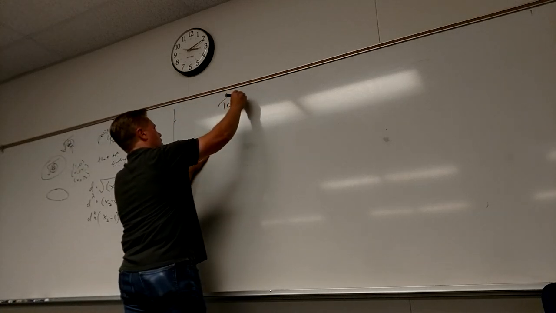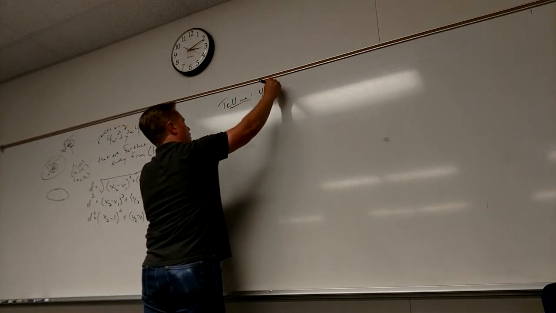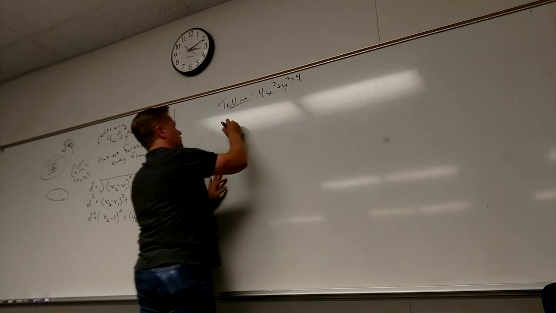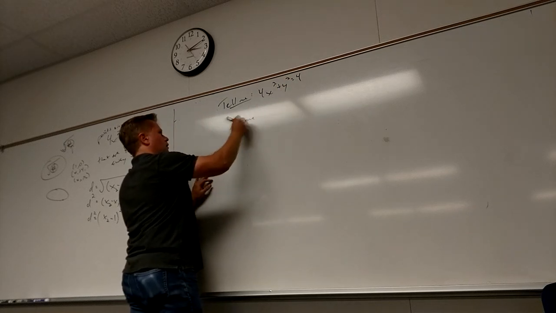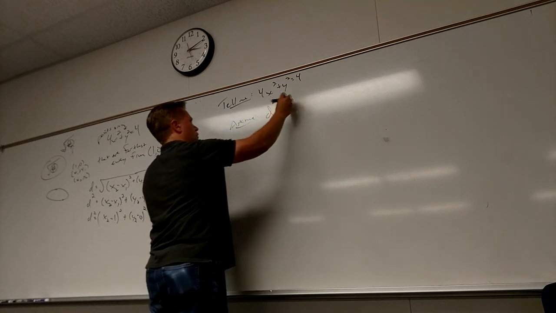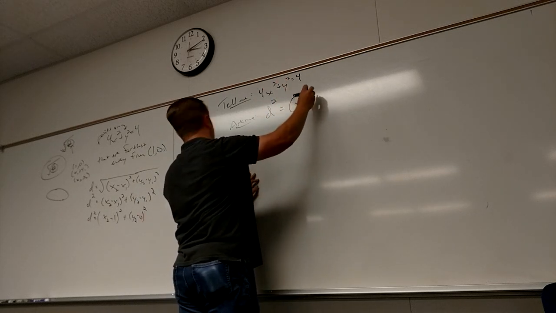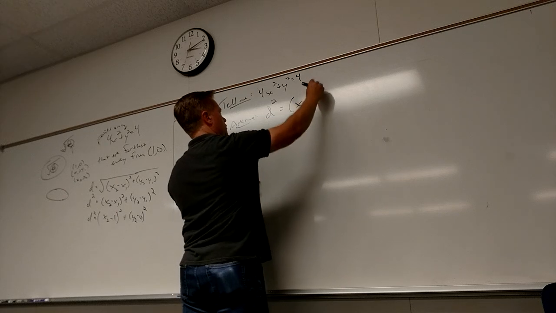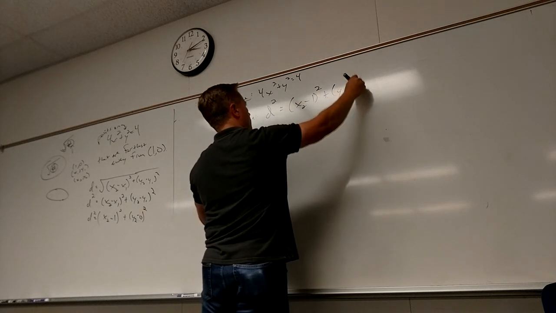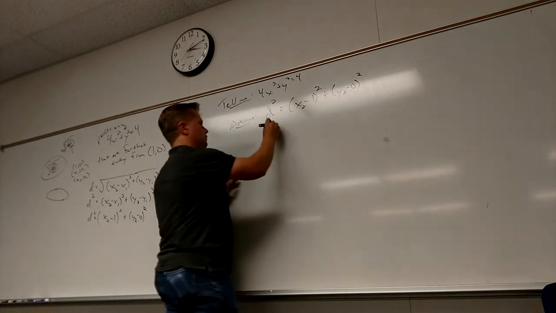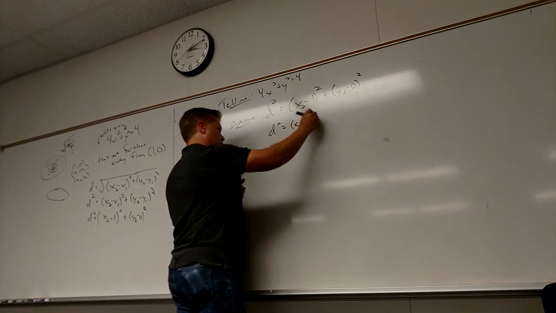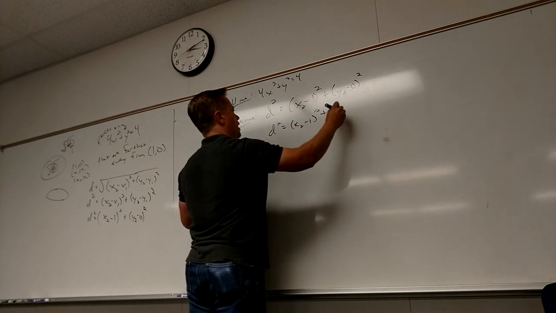They tell me this relationship, and they ask me something about this guy here. Where'd he go? All right, here's what it looks like now. (x2 minus 1) squared plus (y2 minus 0) squared. So of course that's just (x2 minus 1) squared plus y2 squared.